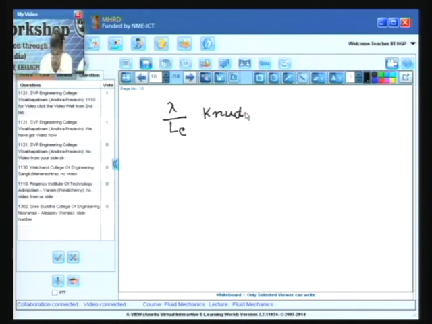is defined as the Knudsen number, which is taken as the criterion of continuum or continuous medium, as I told. So, therefore, it is clear continuum.